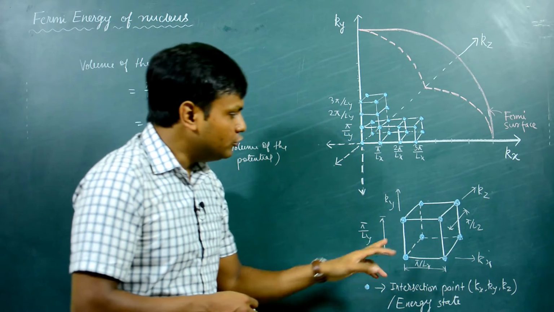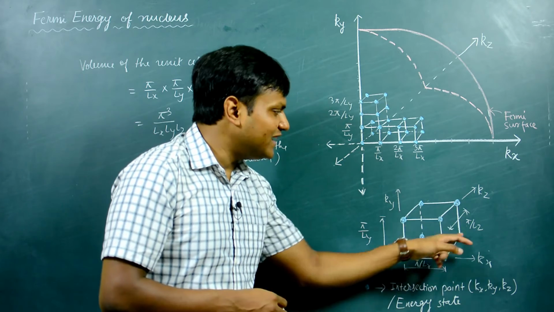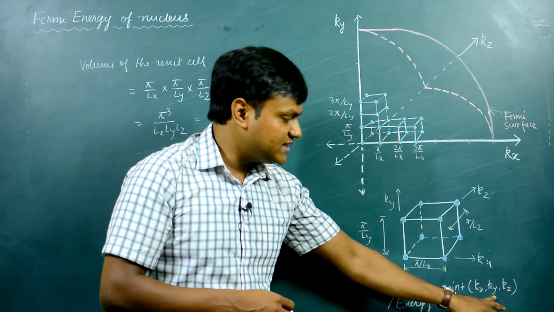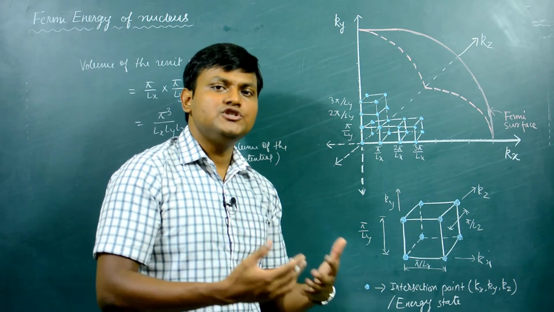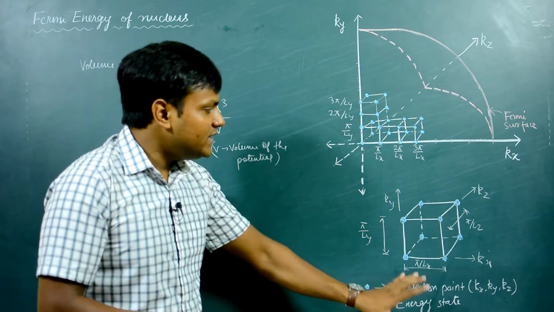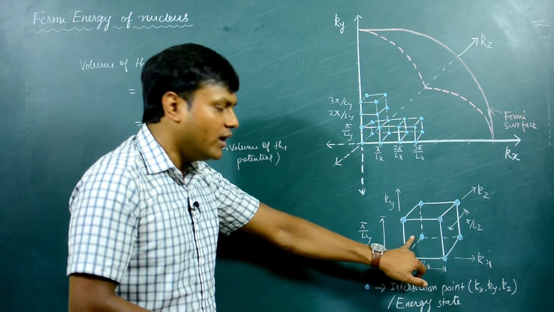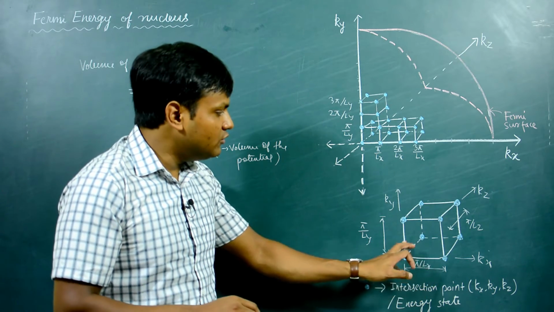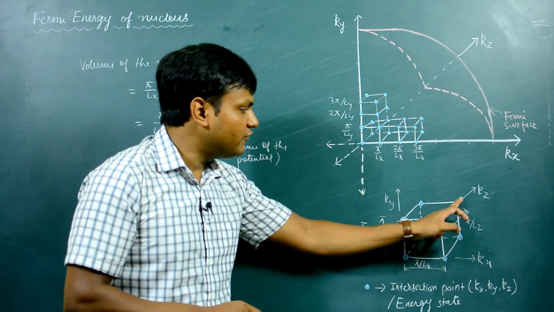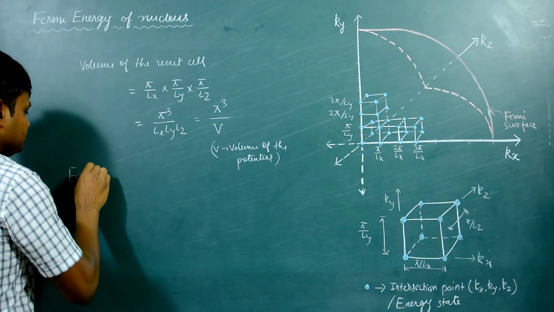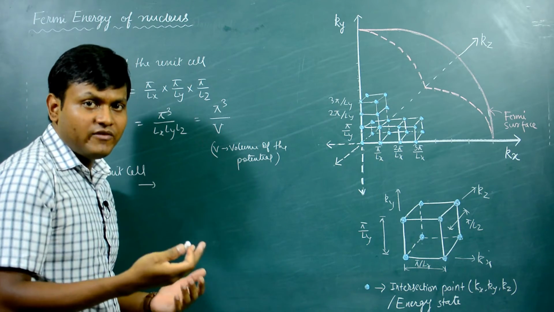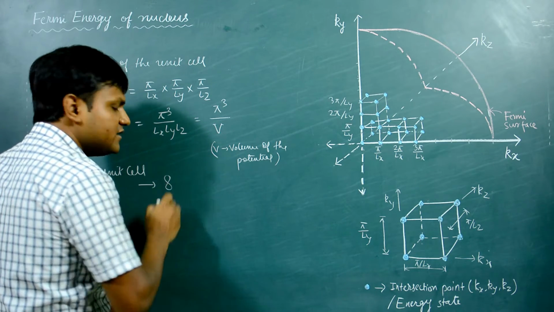Now as I just told you, each of these blue points represents a unique combination of kx, ky and kz which is allowed, and therefore they also represent a unique energy eigenstate. So how many energy eigenstates are there in one unit cell? If you look at the unit cell, you can count 1, 2, 3, 4, 5, 6, 7, 8. So for each unit cell, there are 8 intersection points.